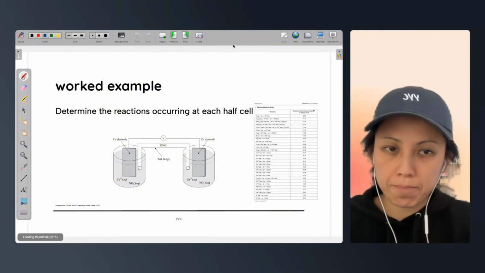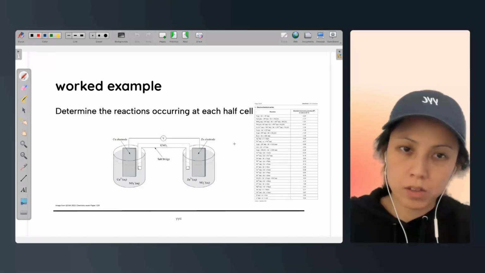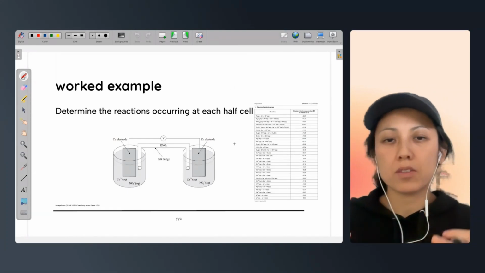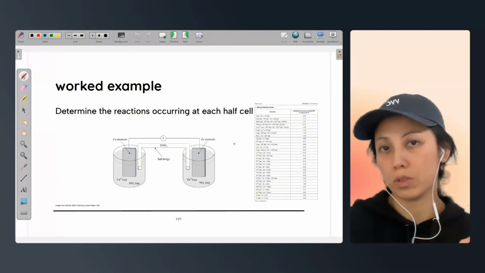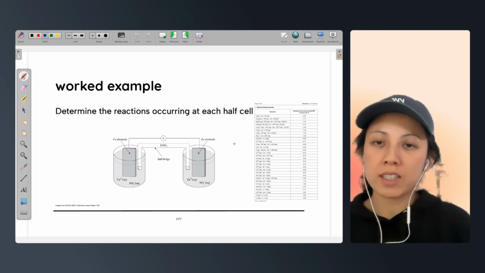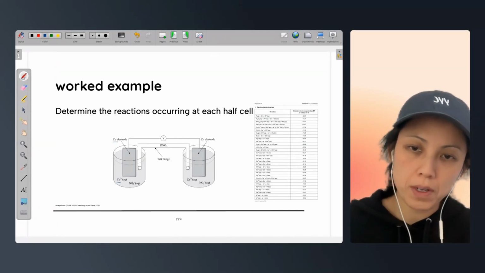Cool. Now, let's see how we can actually figure out the reactions that are occurring in this galvanic cell. What I need you to do is everything that you can see that's present in the galvanic cell, you go and you circle and you find in the electrochemical series. So let's start from the left-hand side. We've got copper electrode, which is copper solid. We've got copper 2 plus ions.